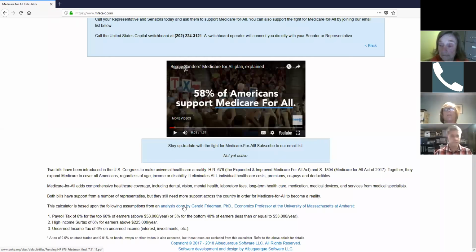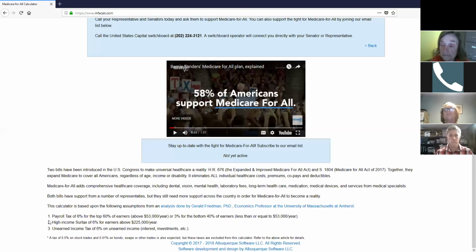read these 3 bullet points of how the calculation is actually done. Like I said again, it's all based off of income. If that individual makes less than $53,000 a year, there's a 3% earned income tax. If they make over $53,000 per year, that's a 6% payroll tax. Any individual who has unearned income, so interest, investment, rent income, etc., that's all taxed at 6%.